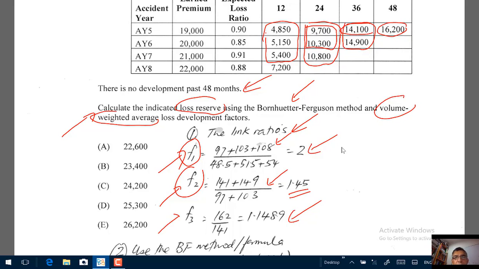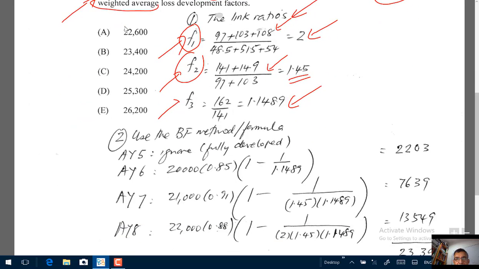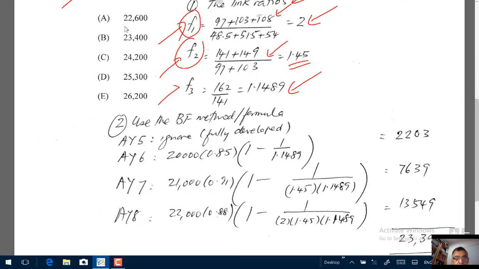The next step will be to work out the reserves. The good thing is, accident year 5, we don't have to worry about it, because we are told there's no development past 48 months. Let's move this up a little bit. That's what I've written here. Accident year 5 we can ignore because it's fully developed. Then for accident years 6, 7, and 8, that we have to do.